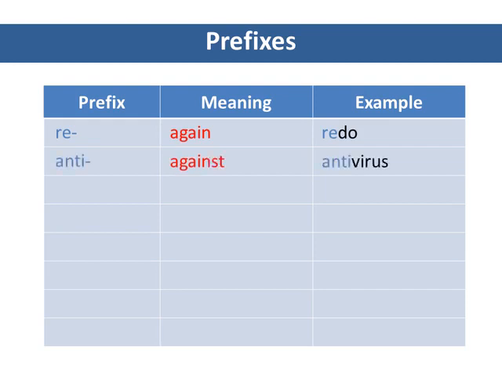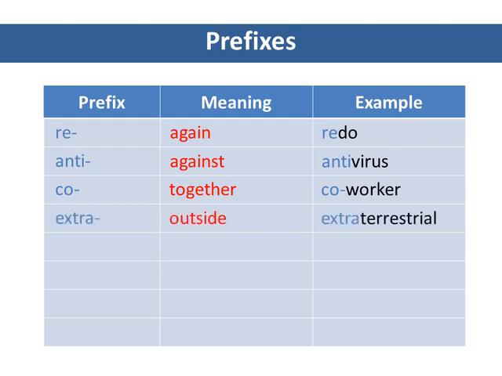Anti means against. When we add it to the word virus, for example, we get antivirus. Based on our understanding of the prefix, we can understand that an antivirus is something that fights against a virus. Let's try another. Co means together. So a coworker is someone you work with. You work together. We can use extra to mean outside, as in extraterrestrial or outside the Earth.